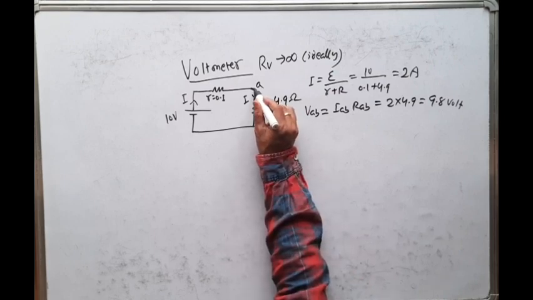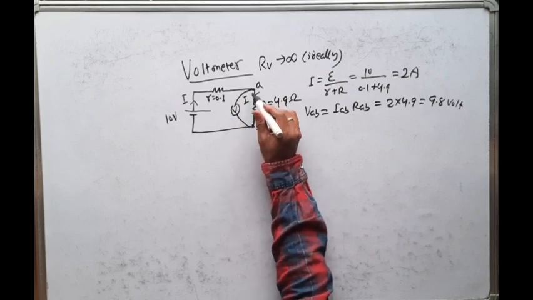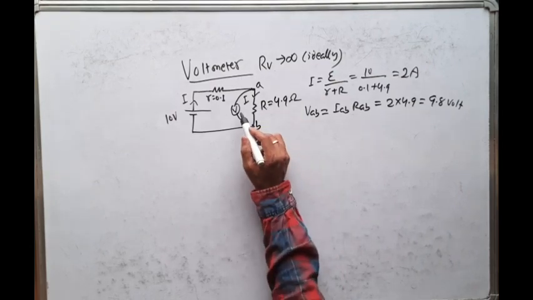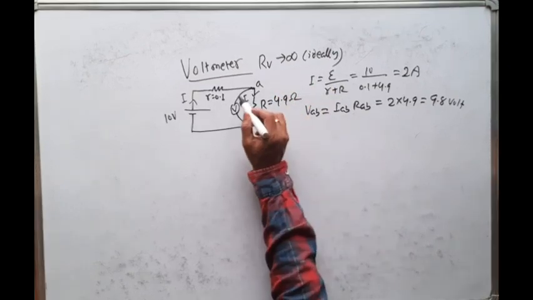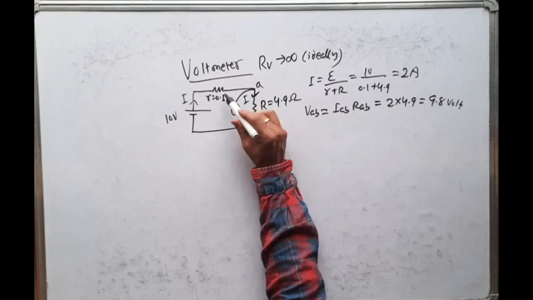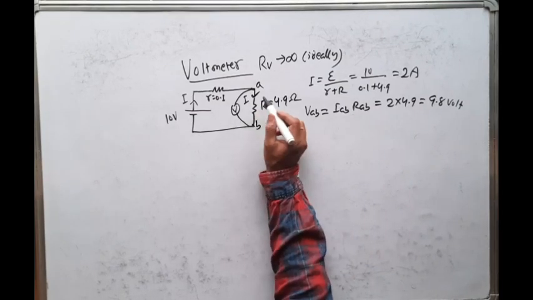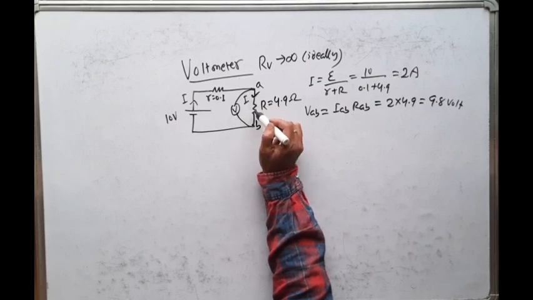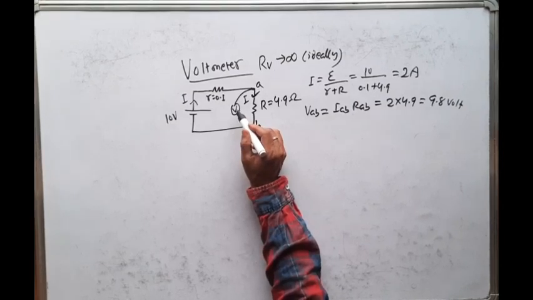Measured by the voltmeter. If I connect a voltmeter like this, a voltmeter is always connected in parallel with the load. Okay. So why is it connected in parallel? Since the resistance of the voltmeter is infinite, there is no current. That means without the voltmeter, what was the current? 2 ampere. With the voltmeter, what will be the current? Because this is infinite, no current will pass through this. So the current will be again 2 ampere. That is why a voltmeter is always connected in parallel.